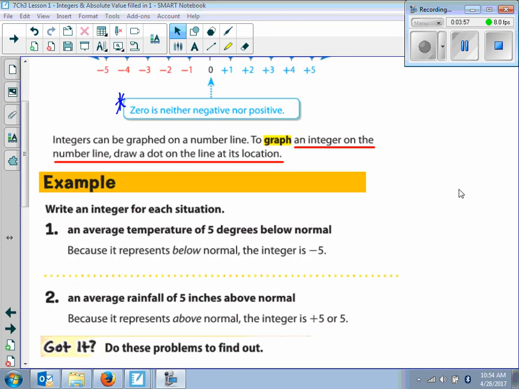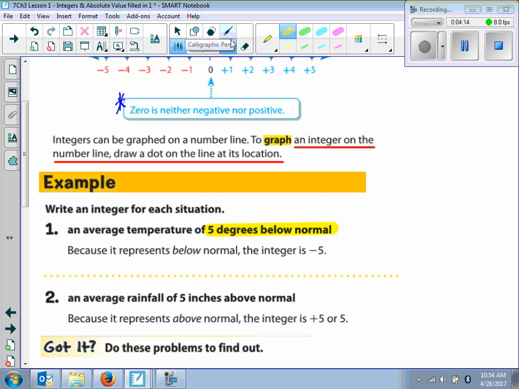So, for example 1 and 2, it says write an integer for each situation. An average temperature of 5 degrees below normal. Because it's below, it's going to be a -5, okay? If we have an average rainfall of 5 inches above normal, that's going to be a +5. And again, look at right here how they write it. They write either +5 or just a 5 with no sign at all.